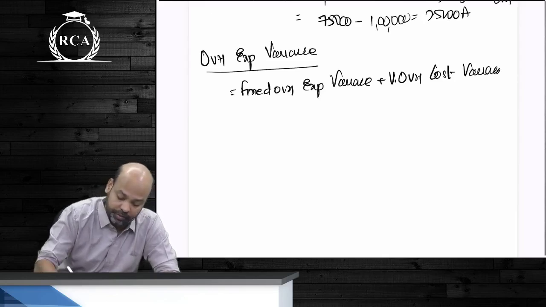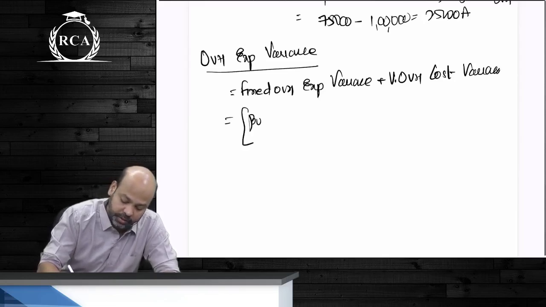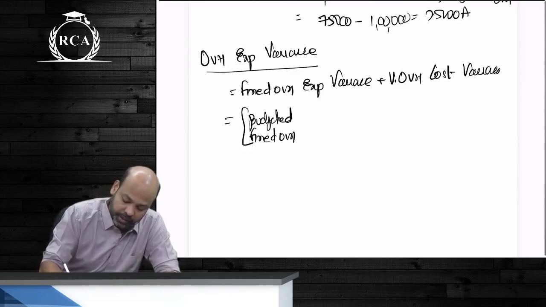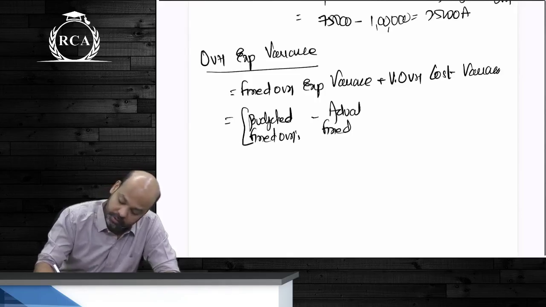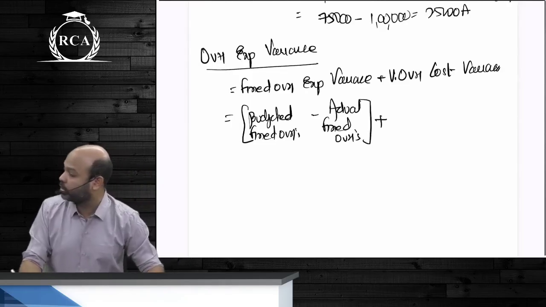How do you compute fixed overhead expenditure variance? Budgeted fixed overheads minus actual fixed overheads. This is how you compute your fixed overhead expenditure variance. How do you compute variable overhead cost variance?